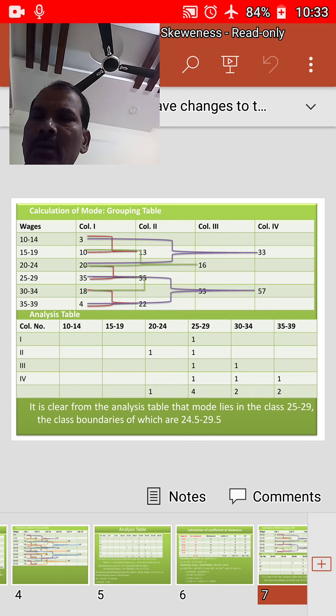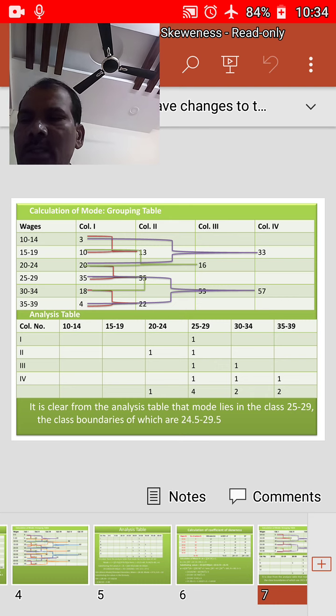And in order to find the fourth column, we need to group three at a time, 3 plus 10 plus 20, 33, 35 plus 18 plus 4, that is 57. We have only column 4 because we don't have more frequencies. With column 4, the grouping table will be concluded.